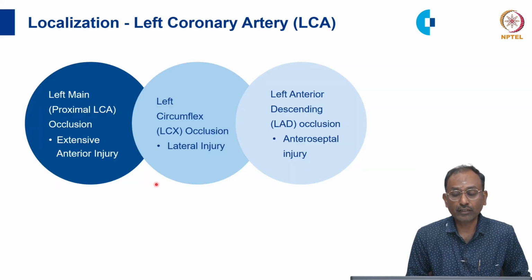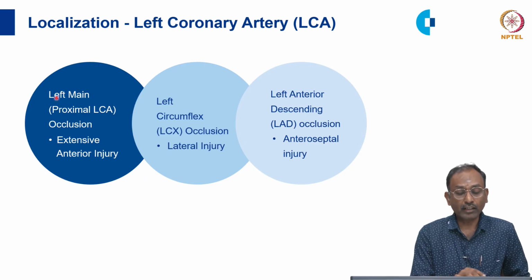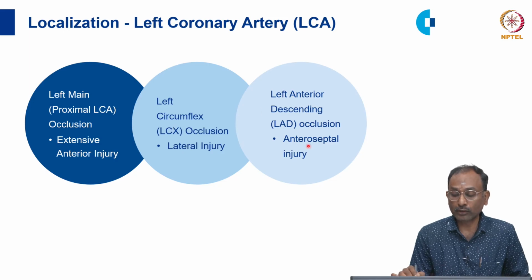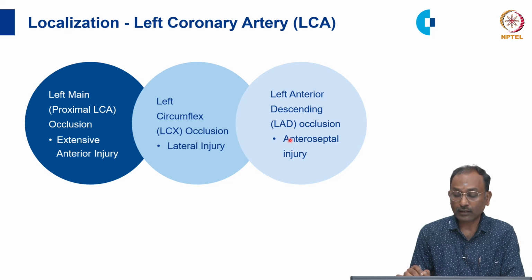So, localization of left acute myocardial ischemia: when coming to the left coronary artery, whenever a left main coronary artery occlusion happens, there will be an extensive anterior injury. Likewise, whenever there is a left circumflex occlusion, we have a lateral wall injury. Whenever there is an LAD occlusion, we have an anteroseptal injury. So, by seeing the area of injury, we can identify the culprit vessel.